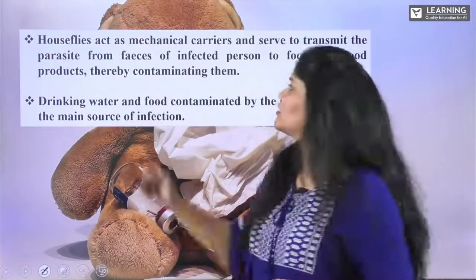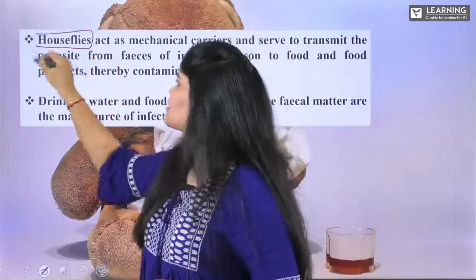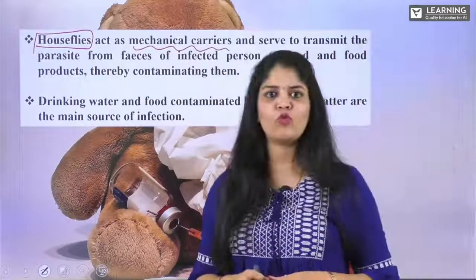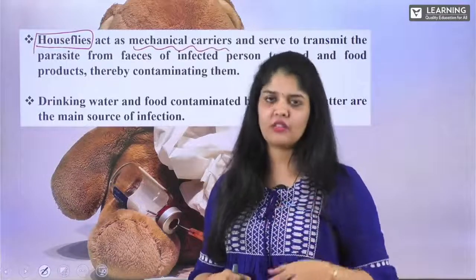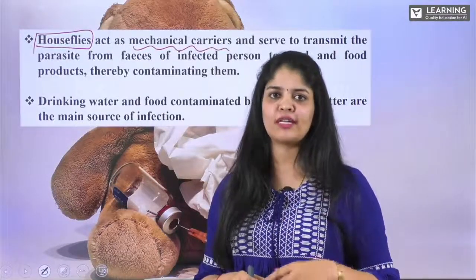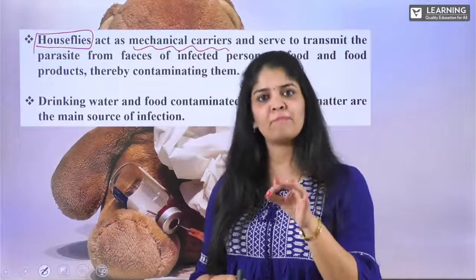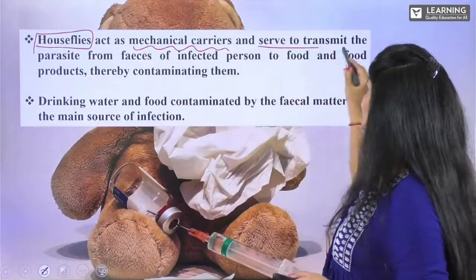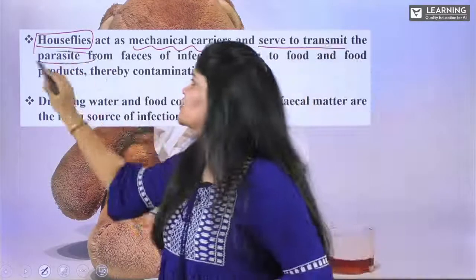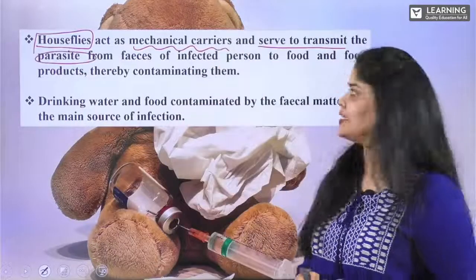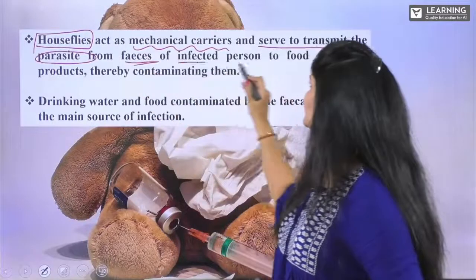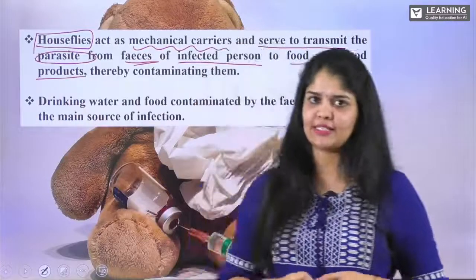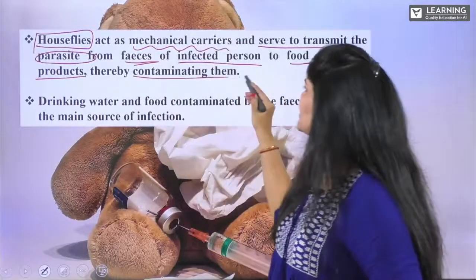Right? Now, what is the vector or carrier? That is houseflies. Houseflies act as mechanical carriers. They are not involved in any part of the life cycle of the parasite. Therefore, we are not calling it a biological vector, but a mechanical carrier. So, houseflies serve to transfer this parasite from the feces of the infected person to food and food products, thereby contaminating them.